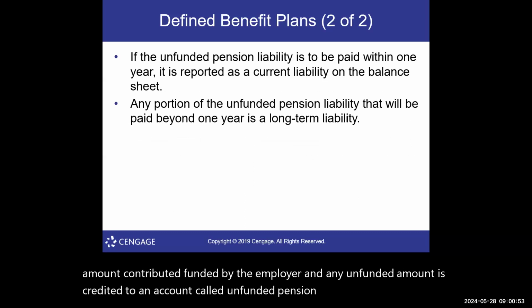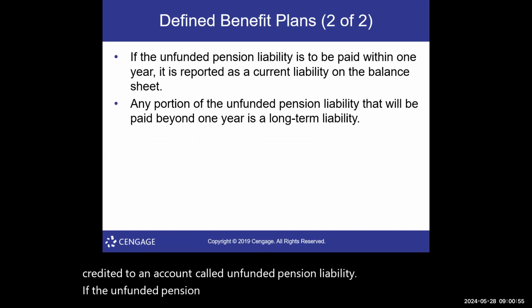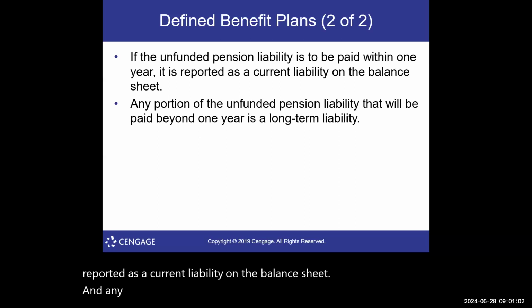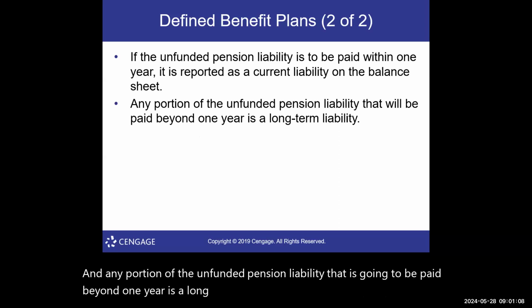Any unfunded amount is credited to an account called unfunded pension liability. If the unfunded pension liability is to be paid within 1 year, then it's reported as a current liability on the balance sheet. Any portion of the unfunded pension liability that is going to be paid beyond 1 year is a long-term liability.